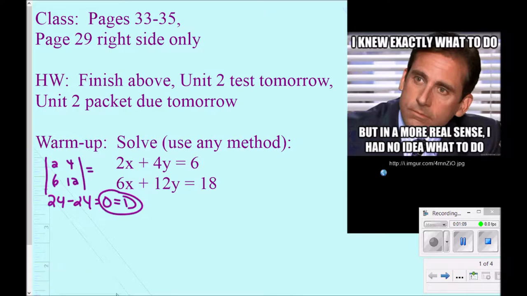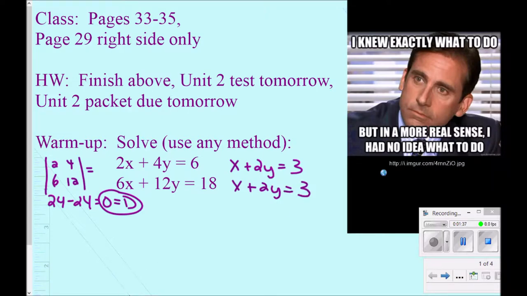So instead, we could use, I don't know, let's say elimination. So if I'm eliminating, I could simplify these equations. 2x plus 4y equals 6. I can divide everything by 2. So x plus 2y equals 3. Second equation, 6x plus 12y equals 18. I can divide everything by 6. So x plus 2y equals 3.